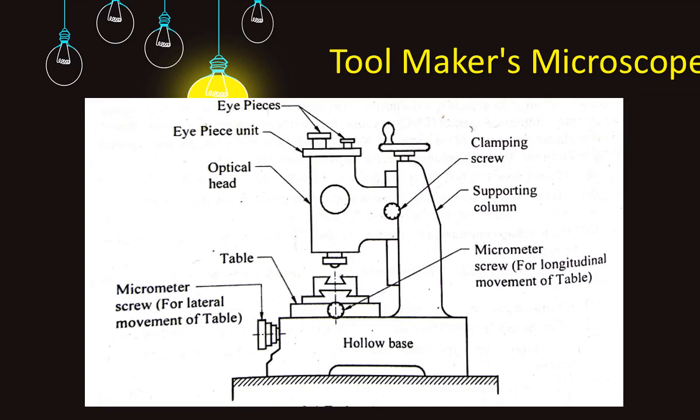Now we will see the working of the tool maker's microscope. The component to be measured is mounted on a glass plate placed on the table. A light source provides a horizontal beam of light which is reflected from a mirror by 90 degrees upwards toward the table. A shadow image of the outline or contour of the workpiece passes through the objective of the optical head and is projected by a system of 3 prisms to the ground glass screen. Observations are made through the eyepiece of the optical head.